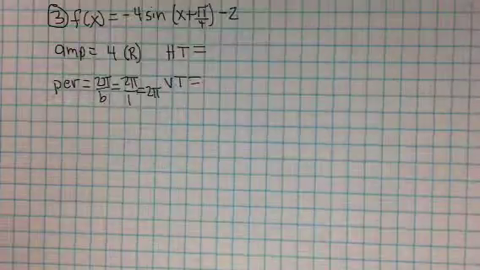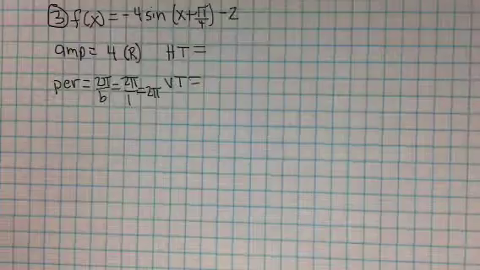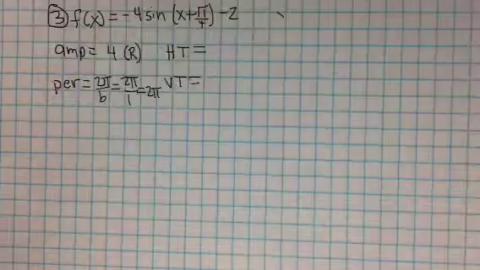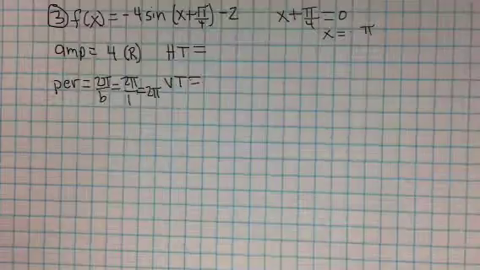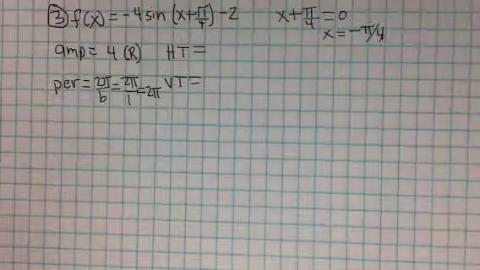Okay, and that's only because the coefficient of x is 1. And even if it wasn't 1, since it's inside the parentheses, you set it equal to 0, and so that gives you, again, if you want to just keep the same pattern that we did before, we set the argument equal to 0, and you solve for x. So x equals negative pi over 4. Okay, that's how you get the horizontal translation.